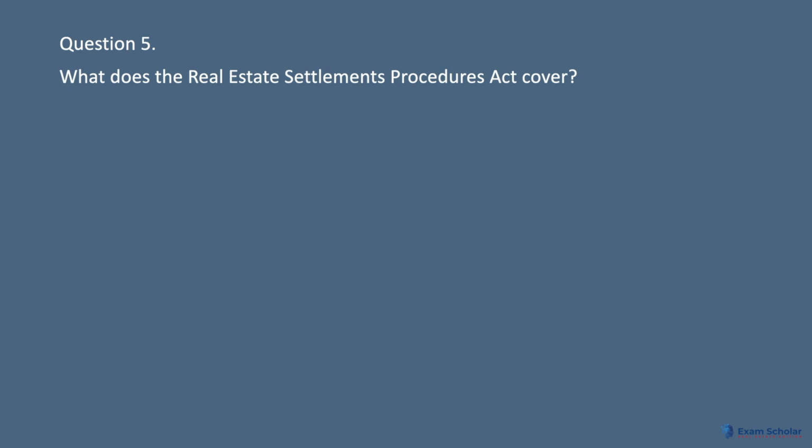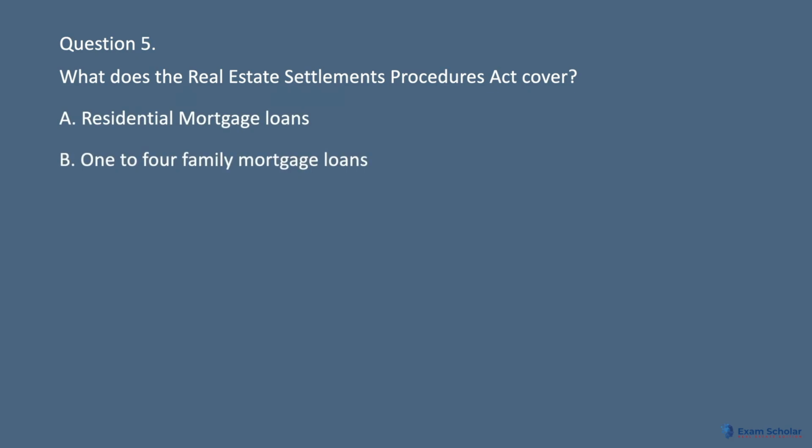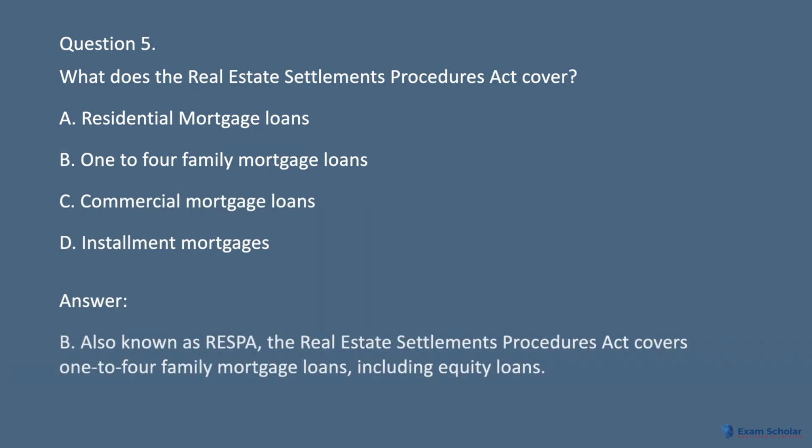Question 5. What does the Real Estate Settlements Procedures Act cover? A. Residential mortgage loans. B. 1 to 4 family mortgage loans. C. Commercial mortgage loans. D. Installment mortgages. Answer: B. Also known as RESPA, the Real Estate Settlements Procedures Act covers 1 to 4 family mortgage loans, including equity loans.